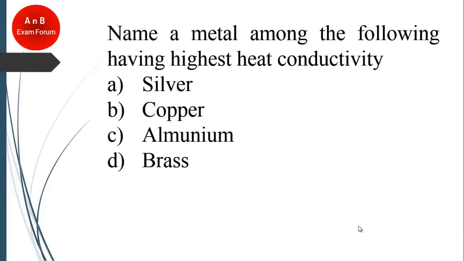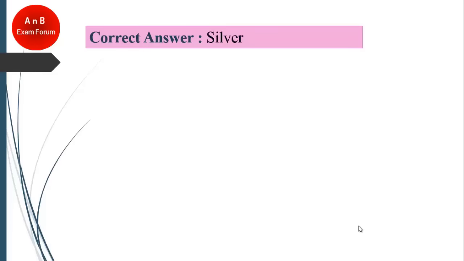Coming to the next question, name a metal among the following which has highest heat conductivity. Okay, highest heat conductivity means which is able to conduct heat maximum. Yes, all these are metals, they can conduct heat, but the highest one is silver. Okay, silver is a metal which conducts heat at maximum.